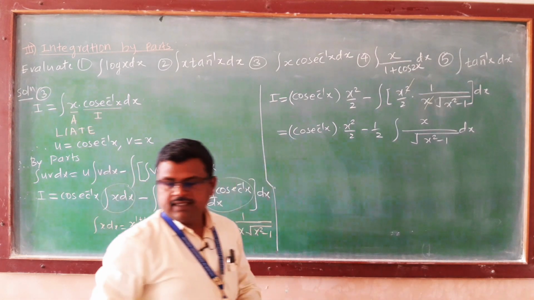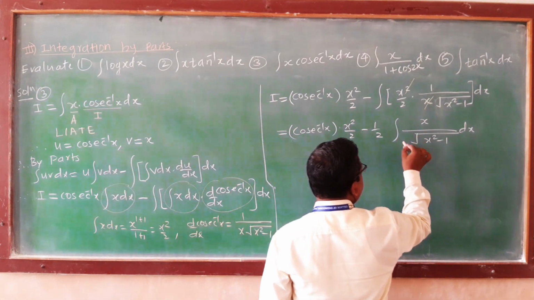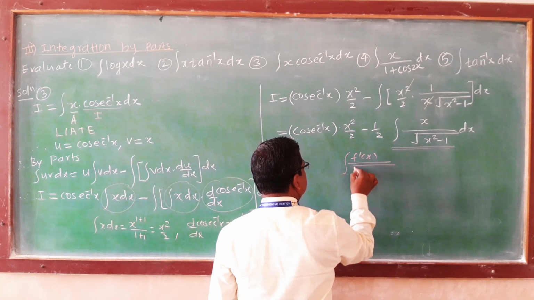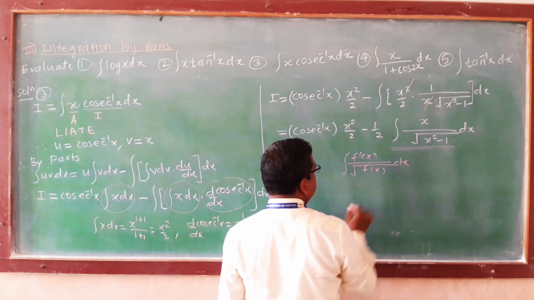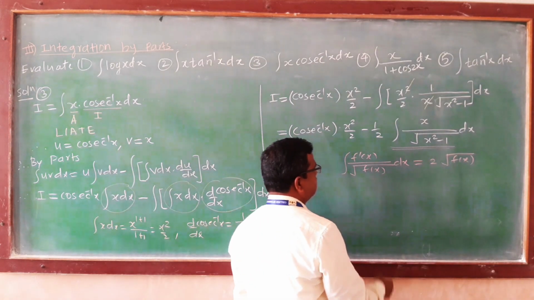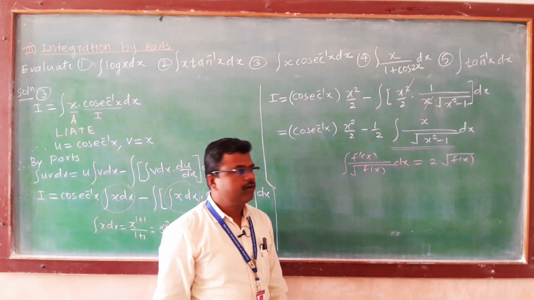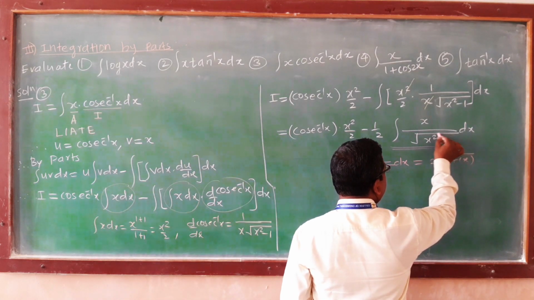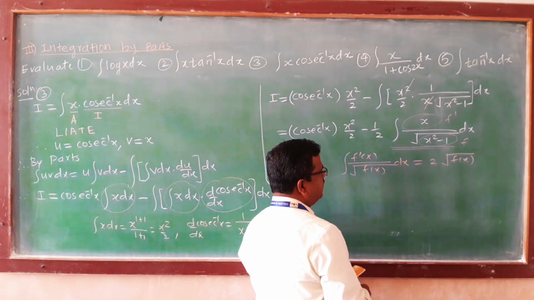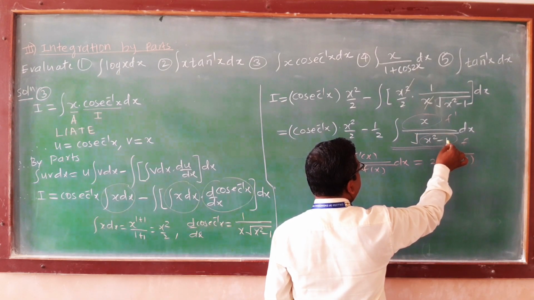Now to find value of this integrand, to find value of this integration, you have to use integration of f dash of x upon square root of f of x dx. Use this result, its value is 2 times root of f of x. This integrand should be expressed in the form f dash of x upon f of x. So call this as f. If we call this f, then we need f dash in the numerator. Now derivative of x square minus 1: derivative of x square is 2x and derivative of 1 is 0.